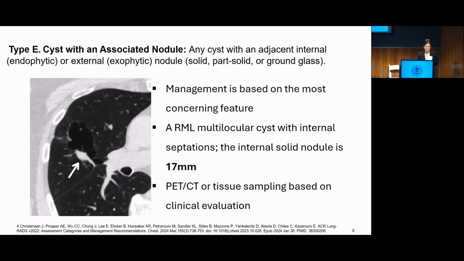Type E is the cyst with an associated nodule. The definition is any cyst with an adjacent internal or external nodule. It could be solid, part-solid, or ground glass. The management is based on the most concerning feature. Look at this case. It's a right middle lobe multilocular cyst with internal septations, but the internal solid nodule is 70 mm, so PET-CT or tissue sampling is recommended based on the clinical evaluation.